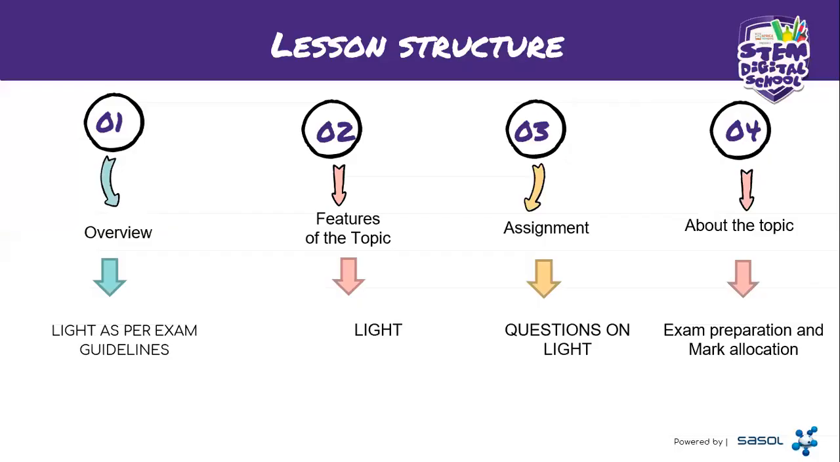So let us look at the structure of the lesson for today. We will quickly revert back to light as per the examination guidelines, so that we see what we are required to know in terms of this section of the work. Then in the features of the topic, we will be learning light, and in particular today, we will be focusing on total internal reflection. Then we will do questions on total internal reflection, and I will be giving you more tips on examination preparation and mark allocation for this topic. So my dear learners, let us get into it and enjoy the lesson.